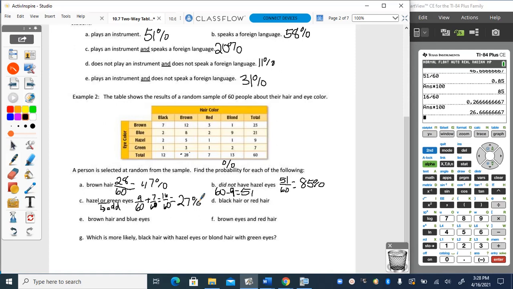Let's do another one with or. So this has black hair or red hair. Remember, or means we're going to add. Very good. So what's the probability that a student has black hair? Well, that's going to be 12. That's 12 total students who have black hair. So 12 over 60 plus, what's the probability of students have red hair? Red, that's a total of 7. So 7 over 60. I said 80, I really meant 60, y'all.